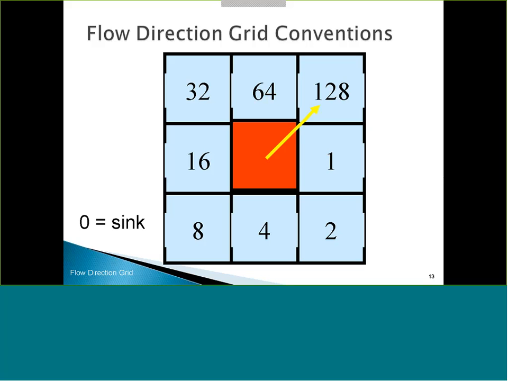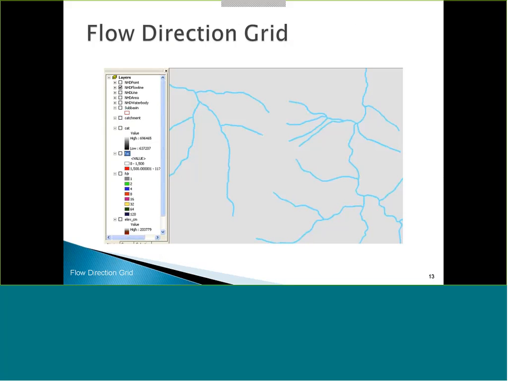If it's populated with a 0, this indicates that the location is a sink. This is where the surface water exits the system and enters the ground.